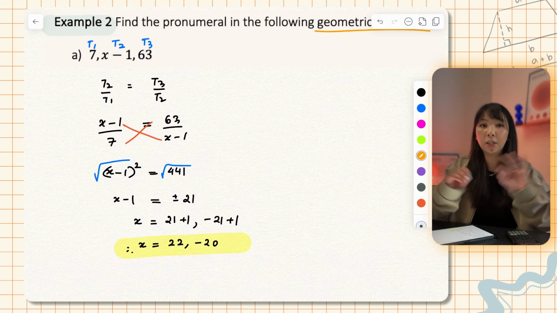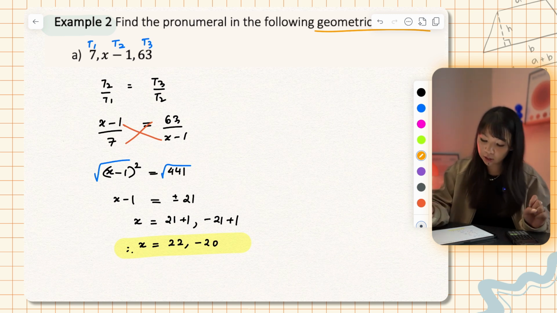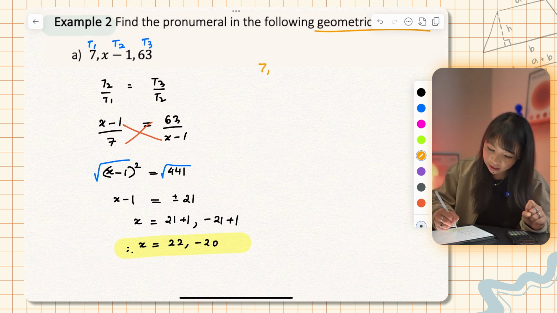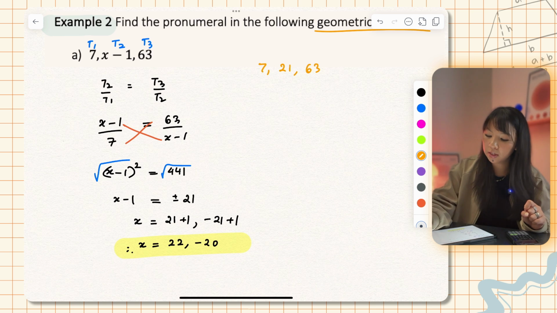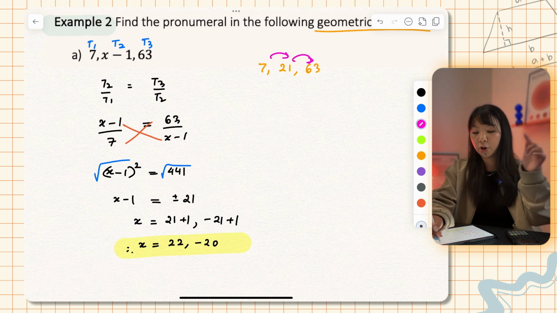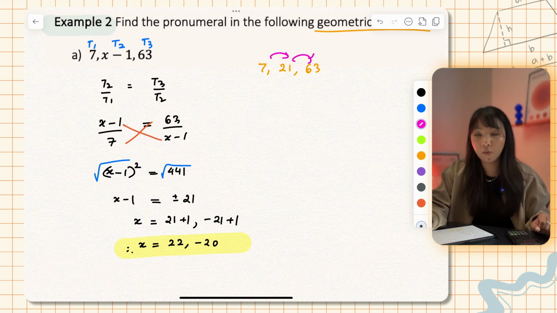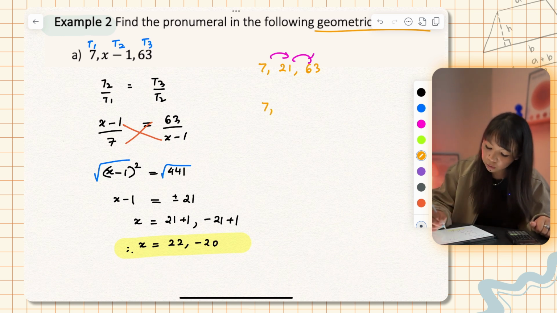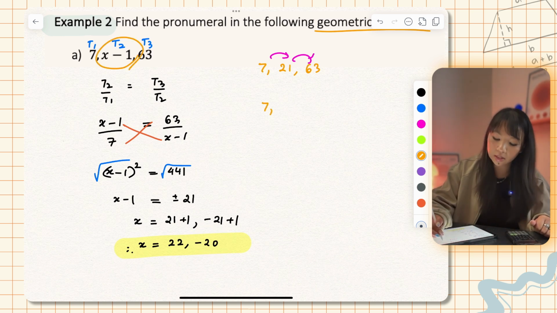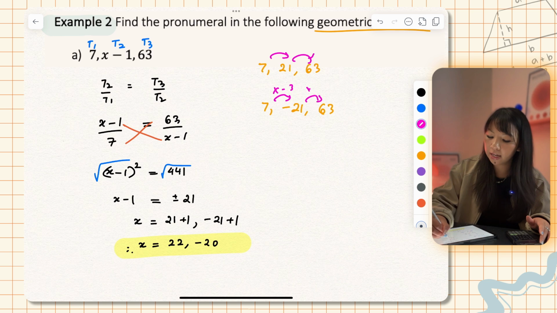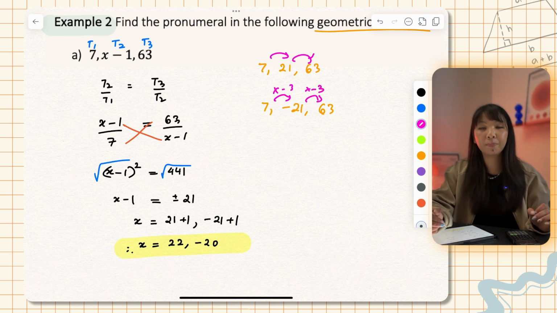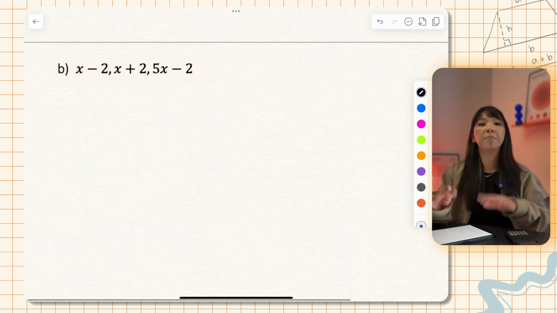Let's show that either of these options do make sense. For the first option, we're going to get 7, and then we plug in x equals 22. So 22 minus 1 is 21, and then there's 63. You can see that in each term, you're multiplying by a common value of 3. So what if I did the next one, which is negative 20? If I plug in negative 20 here, negative 20 minus 1 is negative 21, and then 63. So in this case, the common ratio is negative 3. You're multiplying by negative 3. Okay, perfect.